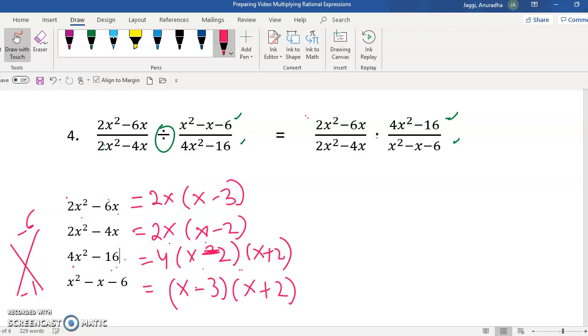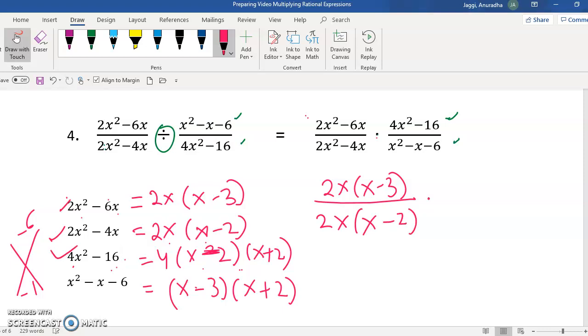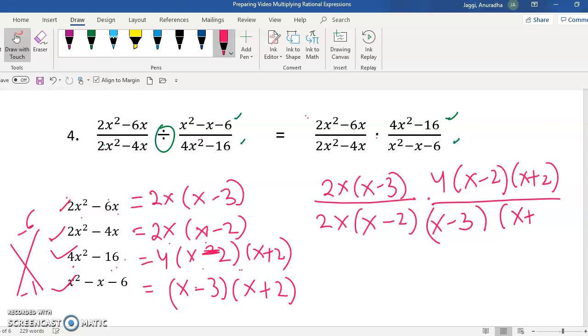Okay, now I'm going to write down all these rational expressions' numerators and denominators in the simplified form, and I get 2x times x minus 3 here divided by 2x squared. So this is done. 2x times x minus 2 times this one, 4 times x minus 2 times x plus 2, and the last one divided by x minus 3 times x plus 2.